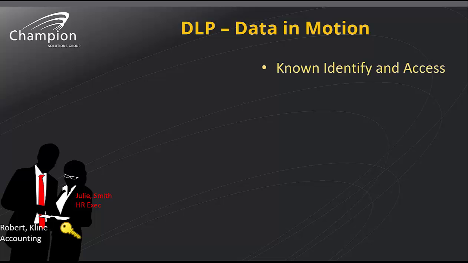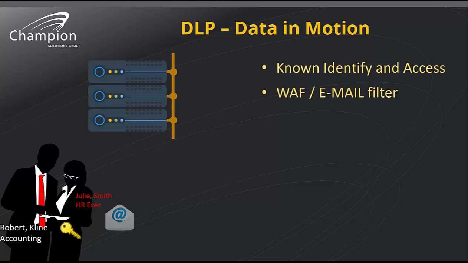From a data in motion perspective, once we know the identity and we have access granted by our users, we have to start looking at how they're using data in motion and monitor this. So in this example, we're going to use email, which is the most common way of sending data around. In this case, it usually involves some type of gateway, a filter, or so forth, a WAF or an email filter.